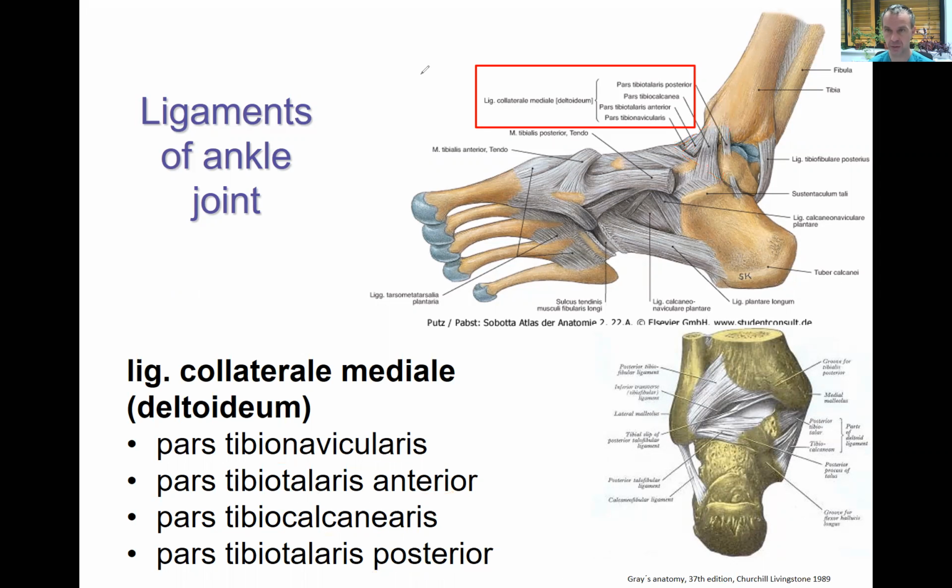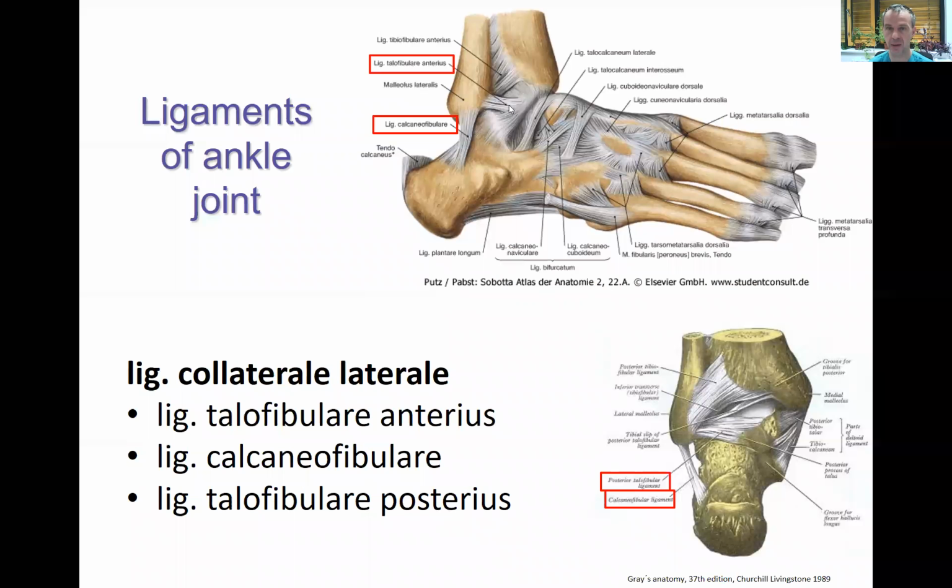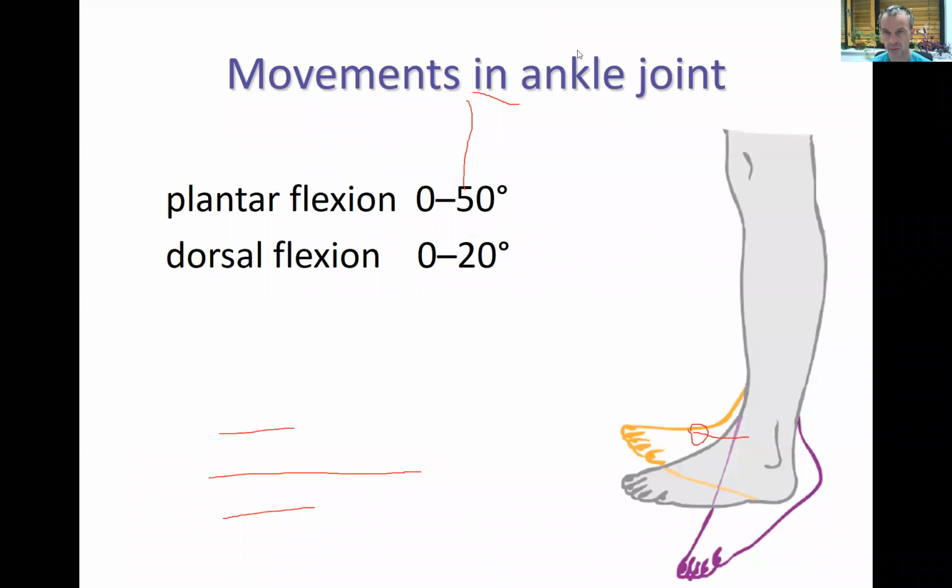On the lateral side, on the contrary, we have 3 independent ligaments. Yeah? Again, they are called according to the bones. So we have calcaneofibular and 2 talofibular, anterior and posterior. So you can see the calcaneofibular. You can see here the anterior talofibular and here the posterior talofibular, which is inserted into the fossa of lateral malleolus. So 3 independent ligaments laterally. So the medial ligament is, of course, thicker.